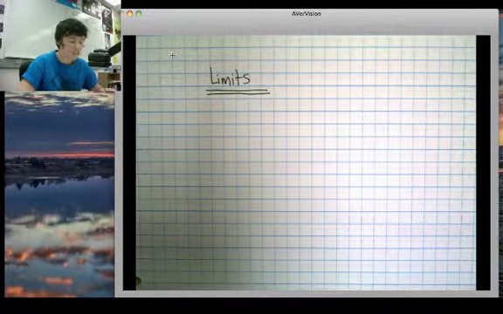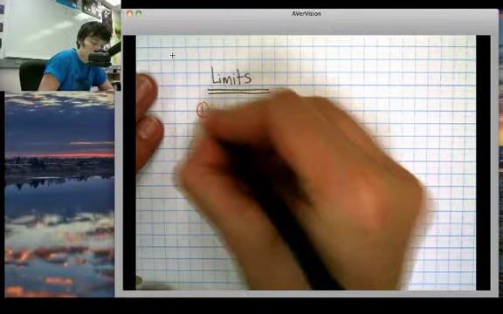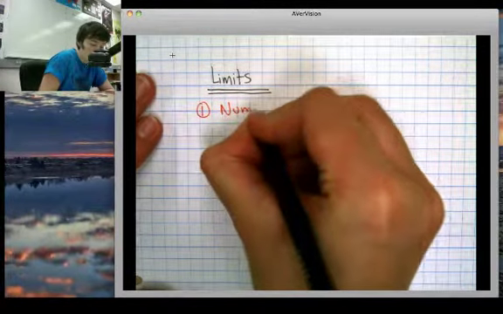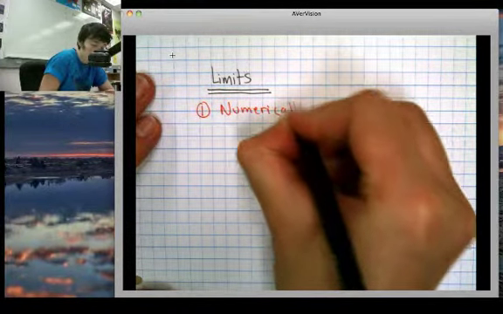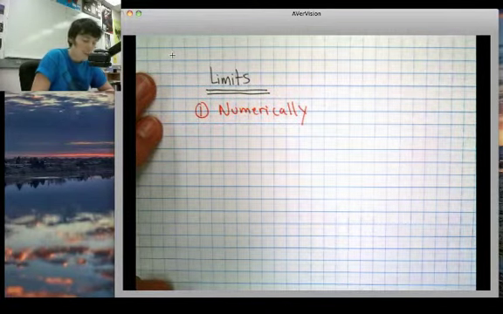Okay, hi guys. Let's practice some limits. Let's talk about limits because they're going to be pretty important for our class. There's three ways you have to know a limit, and one of those ways is numerically, which is the first thing I'm going to talk about. When I say numerically, I mean can you study a limit in a table?